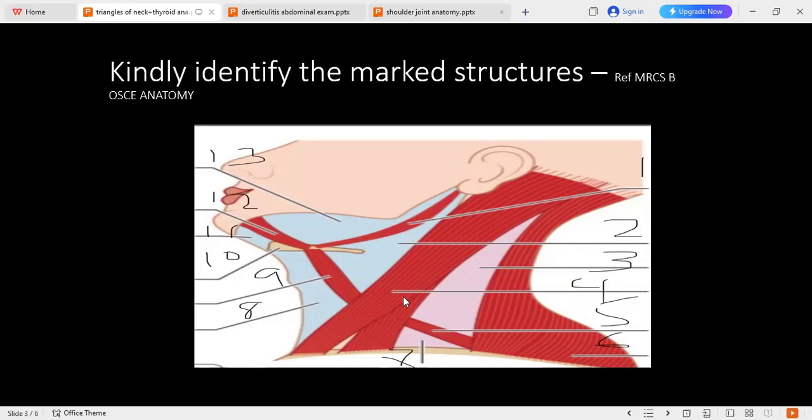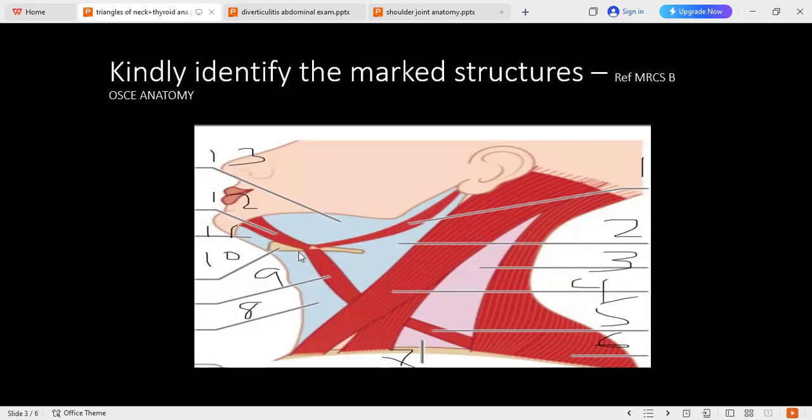Please tell me the attachment of sternocleidomastoid muscle. Sternocleidomastoid is attached to the mastoid process, and to the sternal notch anteriorly. Very good. Okay. Now, coming to the anterior triangles.